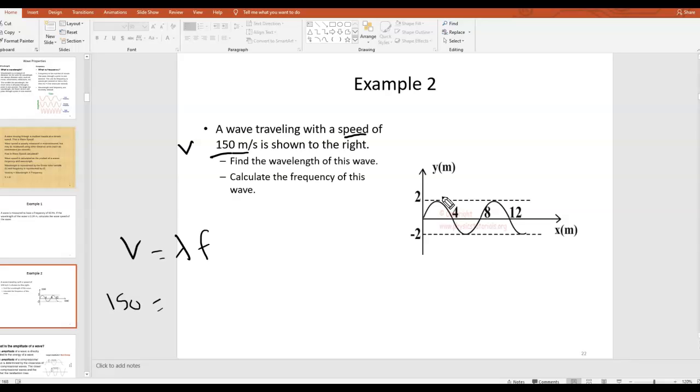Now remember, the way you measure wavelength is you pick one point on the wave and you measure the horizontal distance until you get to the next corresponding point. So for example, if I pick the start of the wave, which is at x equals 0, and I keep on going until I get to the next corresponding point, that would be over here.